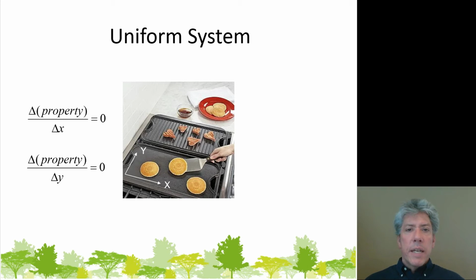So now we can define a uniform system. A uniform system is something where no property is different within any point inside of the system. And that's closely related to an equilibrium state, okay?